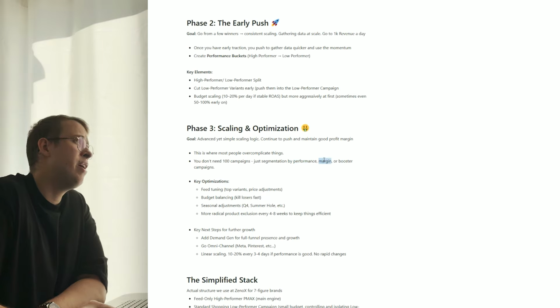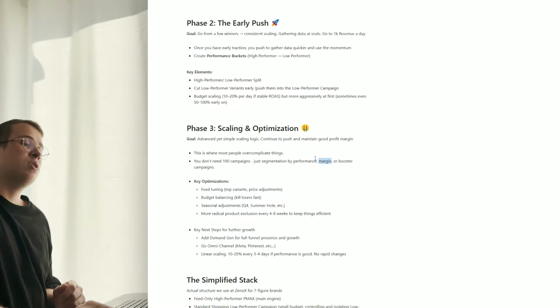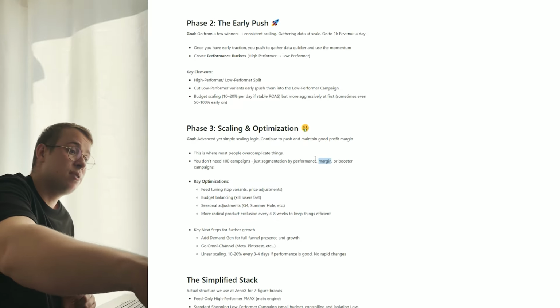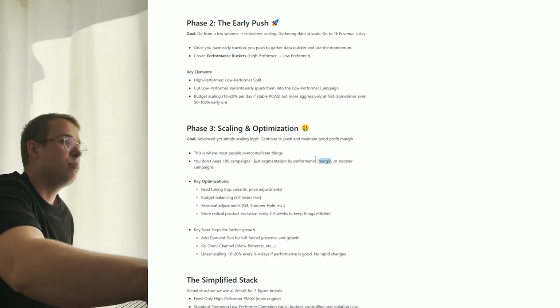If you have very different profit margins depending on your product categories, you might want to actually split that up, because then it doesn't really make sense to keep it in the same campaign and optimize for ROAS, because the same ROAS for the different products can have a completely different outcome on the profit margin.